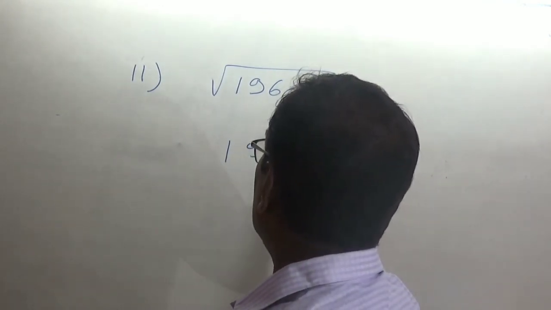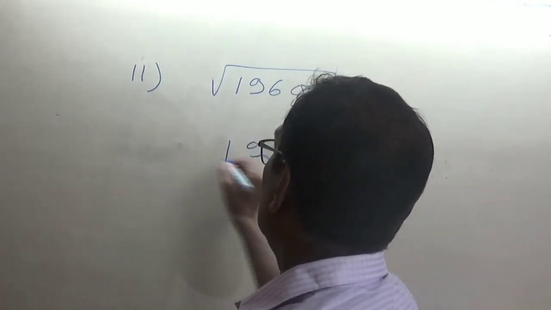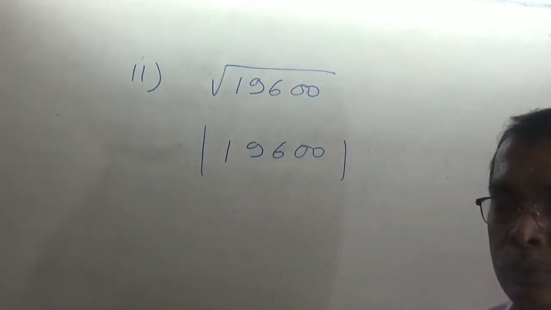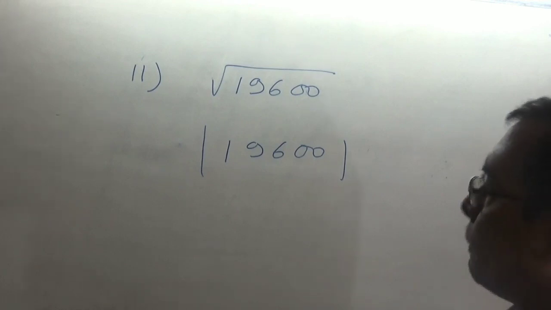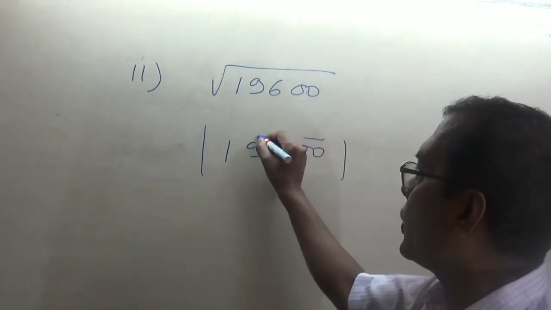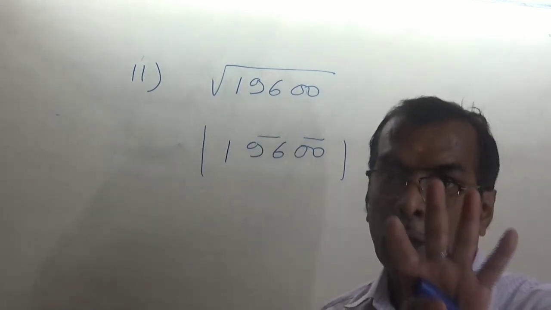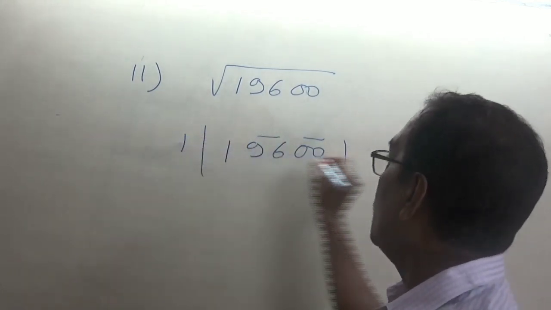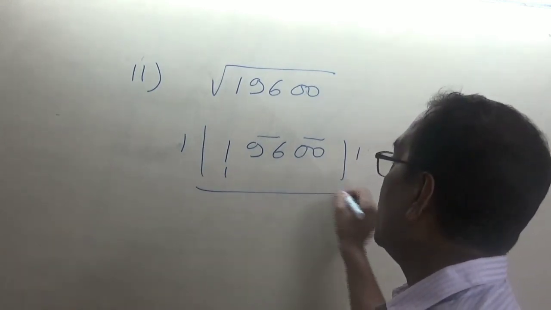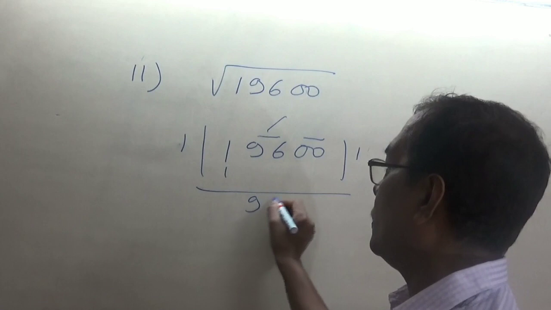196 followed by 20. Now pairing. First part is pairing from right hand sides. First pair, second pair, one is unpaired. Okay, what I told you? 1, 1, 1. 1 ones are 1. Nothing has been left.